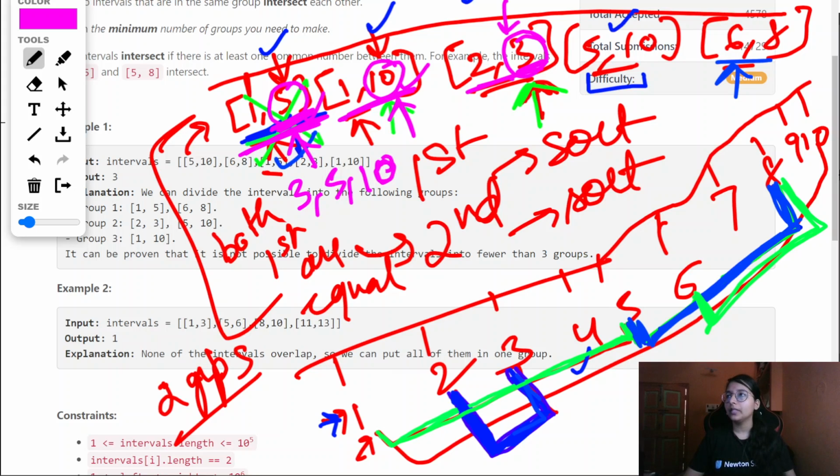Now after that when we check for this particular interval, we will be checking whether this 10 is greater than our topmost element or not. Yes, it is greater than our topmost element. So if it is greater than our topmost element, then it surely means that it will not merge into this particular interval, right?